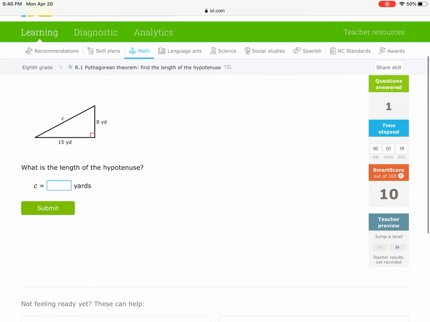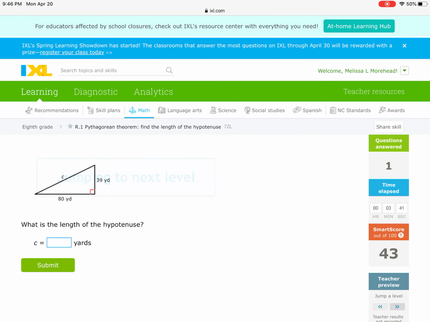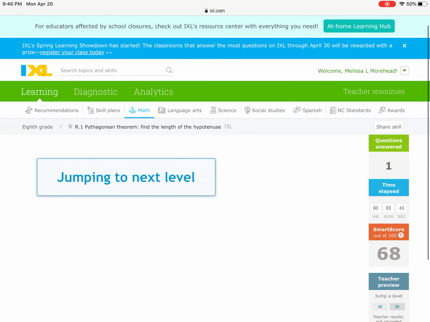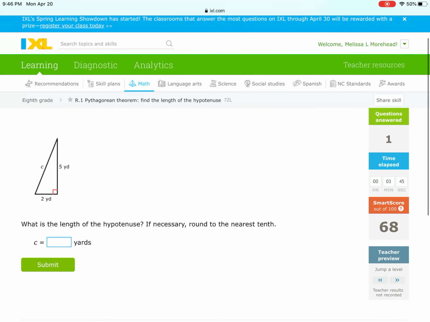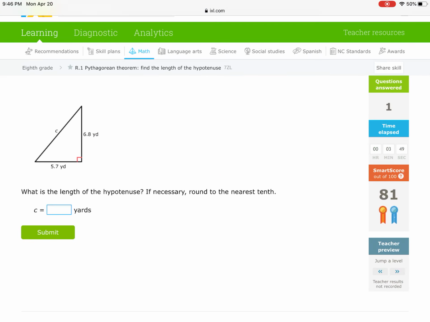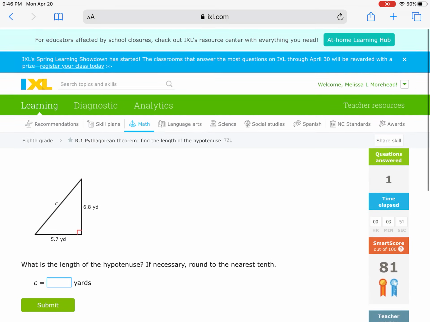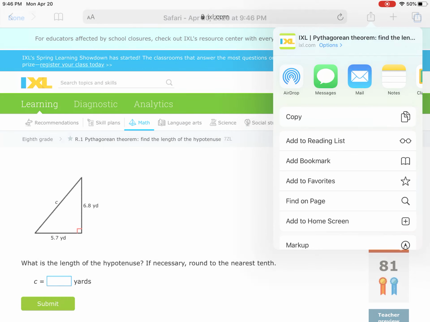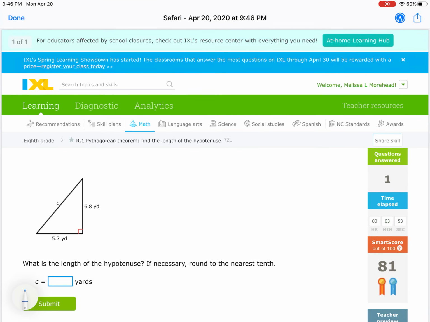All right, I'm going to jump a few levels and get to some with some decimals. All right, so we're going to do the same thing again with this one. You've got A and B squared, and then your C squared to set up your equation. A squared plus B squared equals C squared.